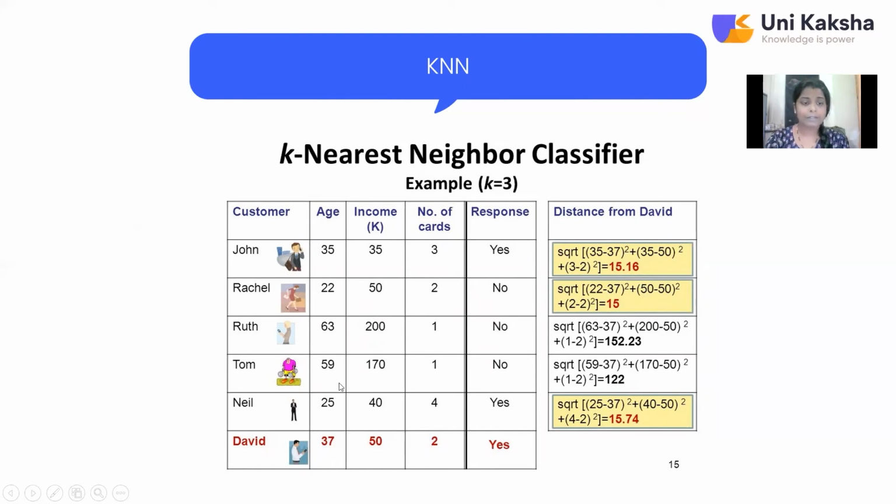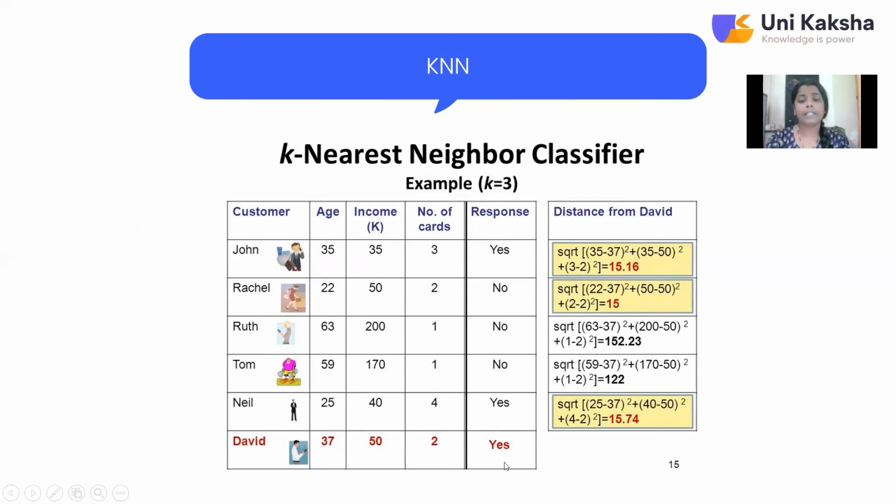Then you'll find the distance of David with Ruth, that is the square root of (37 minus 63) squared plus (50 minus 200) squared plus (2 minus 1) squared. Whatever the answer is, it is noted as 152, and so on. Once you get all these distances, you find the least distance among them. Suppose the value of k is 1, then you are interested in only one nearest example. The nearest example is 15, which is Rachel, saying the class should be no. So here the prediction will be no.